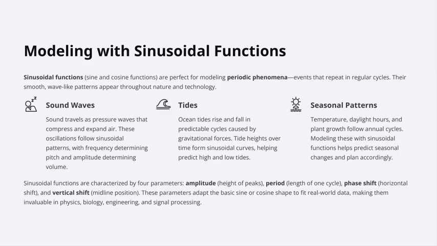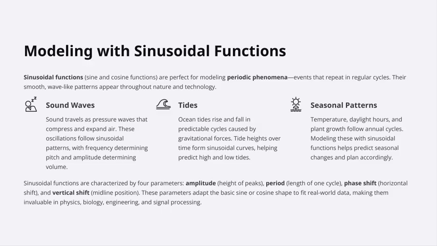For example, consider sound waves. Sound travels through the air as pressure waves that compress and expand the air molecules. These oscillations follow sinusoidal patterns, and here, the frequency of the wave determines the pitch we hear, while the amplitude affects the volume. Another great example is ocean tides.